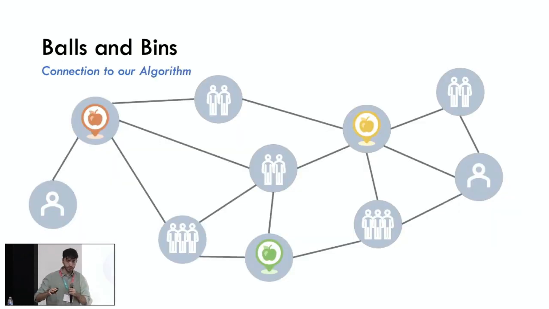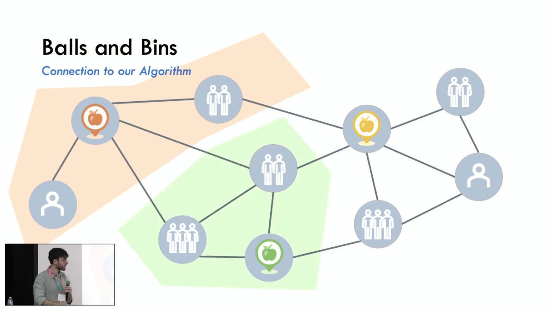So let's try and see the connection of balls and bins to our setting. So let's consider this graph. And let's assume that the distances of the edges are such that if you are anywhere in the orange area, your closest food bank is the orange food bank. If you are anywhere in the green area, the closest food bank is the green food bank, and so the same for the yellow area.